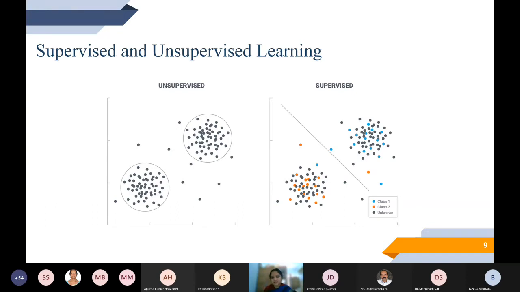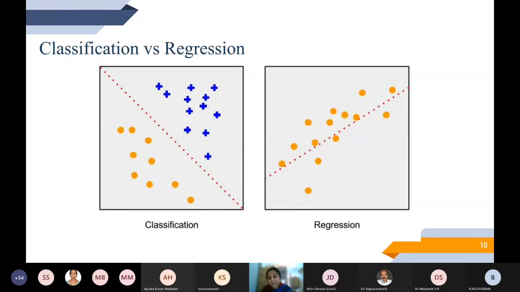Supervised, unsupervised, this is some terminology you will always come upon. Then there can be two kinds of problems in any of your applications of AI or ML. The problems could be either about classification or regression. Classification or regression. So what do you mean by classification?